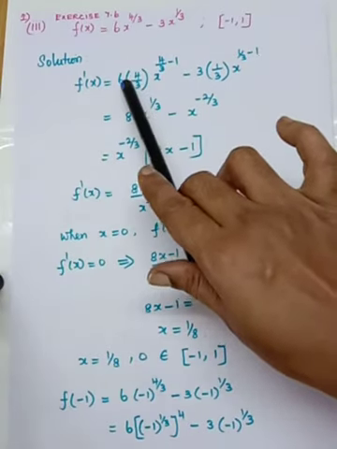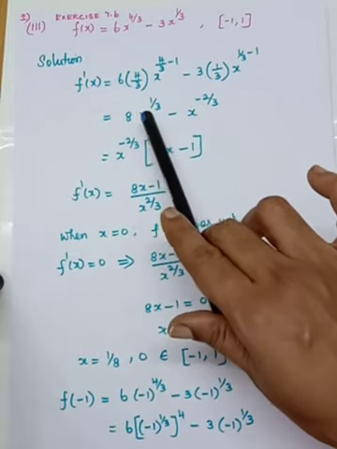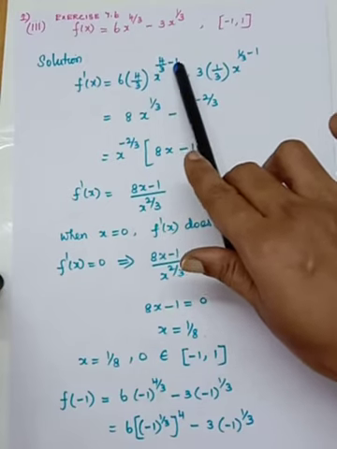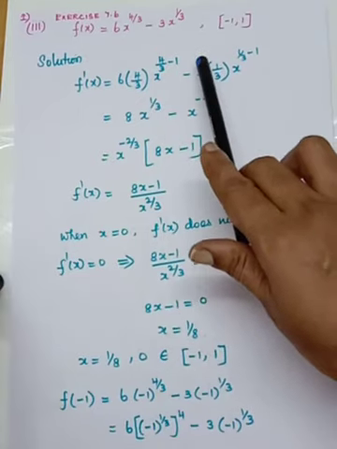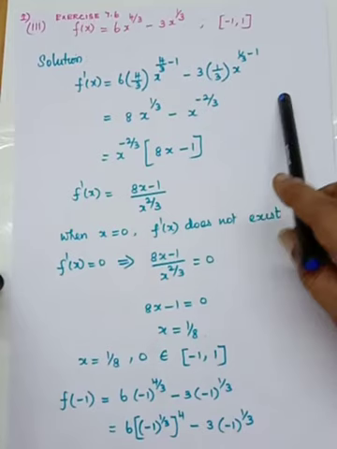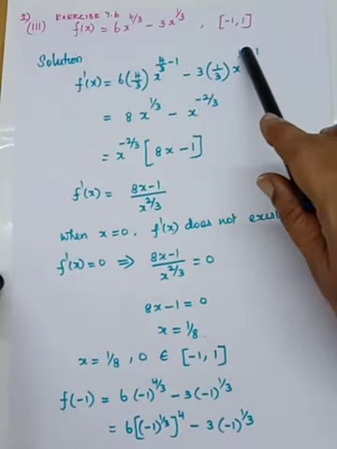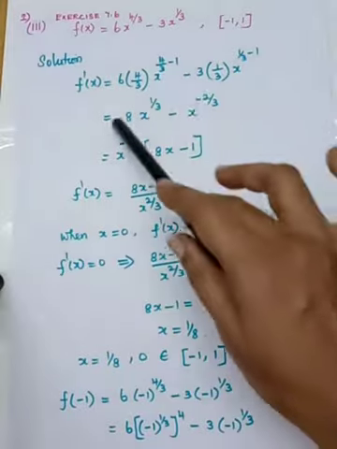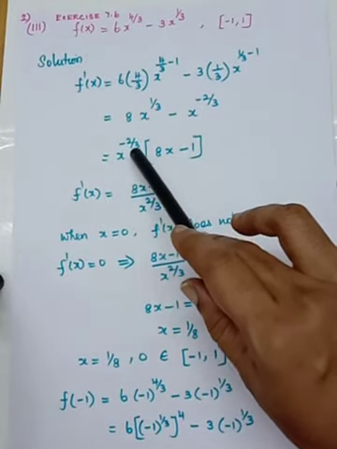So, see now, 3 and 6 get cancelled. Here you are having 2 4s are 8. So, 8 x power, take LCM, it will be 3. So, 4 minus 3 divided by 3, that is 1 by 3. And this 3 and here 3 get cancelled. So, here you are having x to the power, if you take LCM, 3 is the LCM, 1 minus 3, which is minus 2 by 3. So, from these two terms, we have taken x power minus 2 by 3 outside.